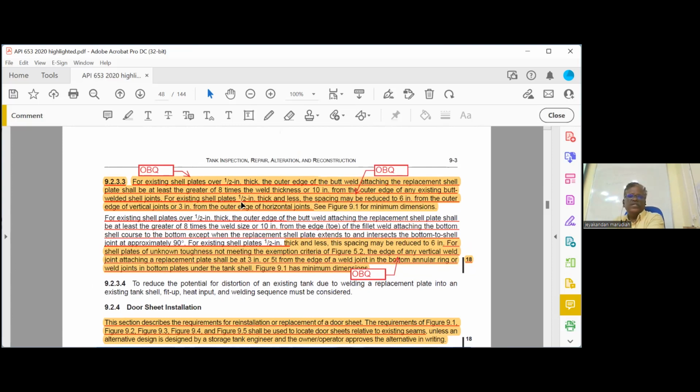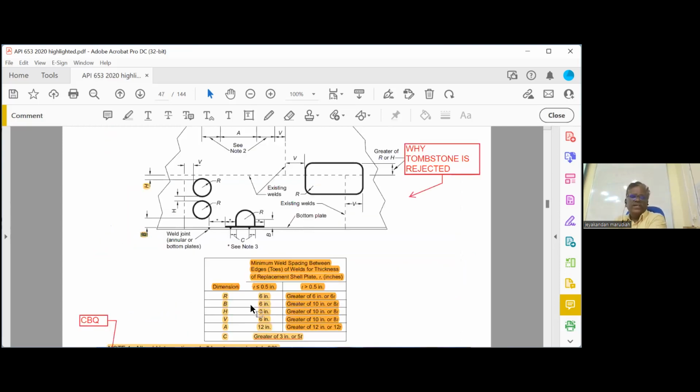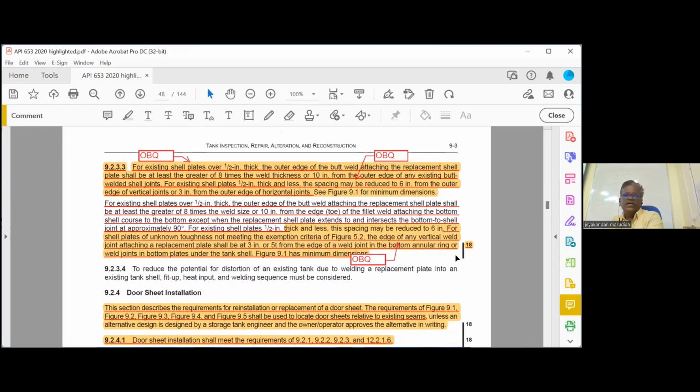Then highlight this one. For existing shell half an inch thick or less, the spacing may be reduced to 6 inch from the outer vertical and 3 inch from the horizontal. From the same sketch only: vertical 6 inch, horizontal 3 inch, when the thickness is less than half an inch. The explanation is given here, and this is an open book question. Either you can read the explanation and answer it, or you can see the sketch and answer. The table explanation is in this paragraph.